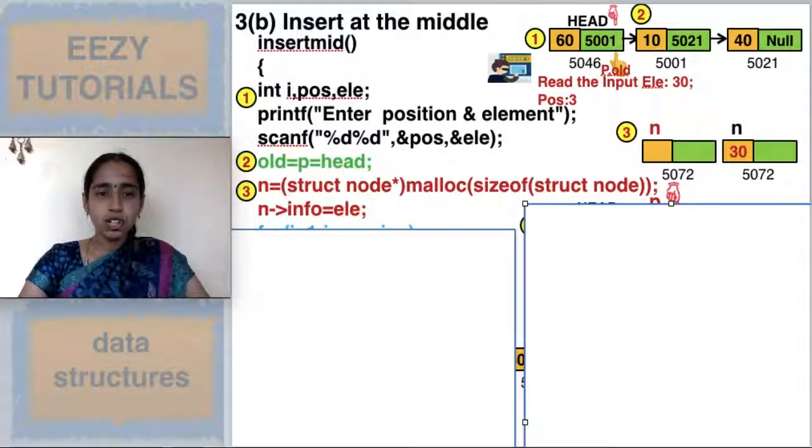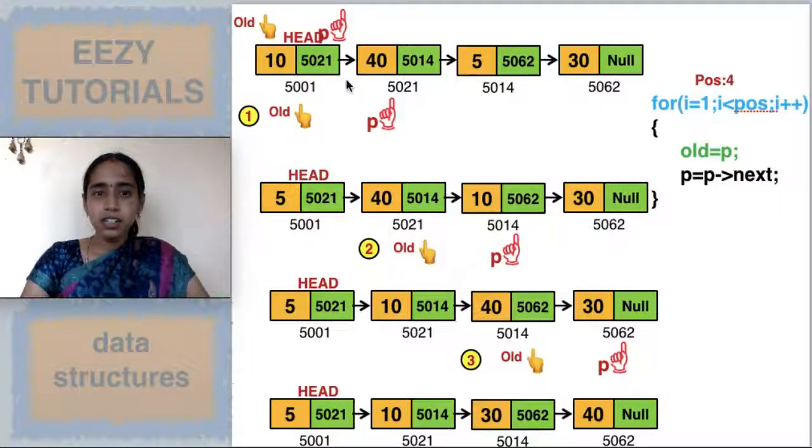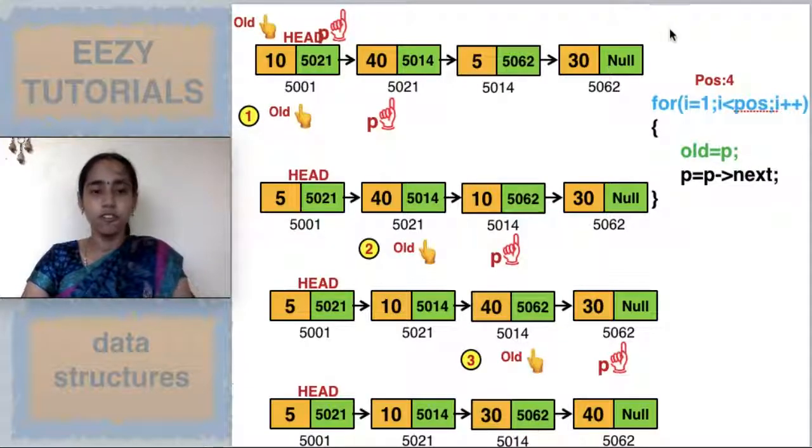For that logic, let us see this slide. Initially I'm having old and p pointers at the head position. In the first iteration, this is a linked list, a linear data structure, which means you can traverse only one element from one position. Directly you cannot jump. This will be a sequential traversal. One after the other only you will be traversing. So from the head position, I cannot directly jump to the third position or fifth position and so on.